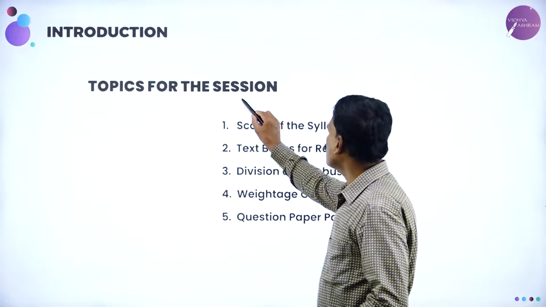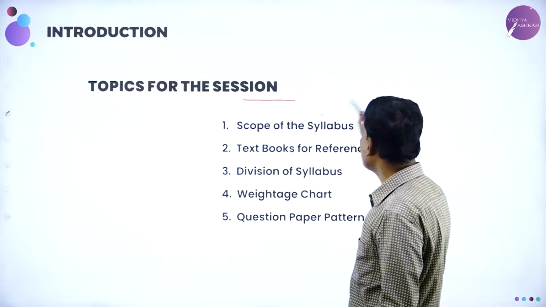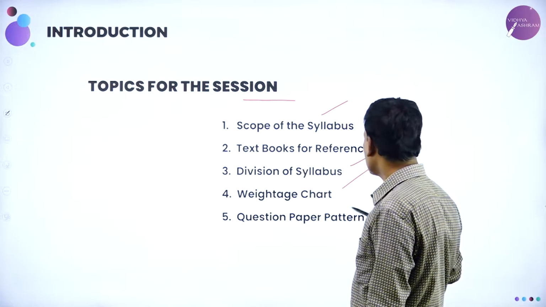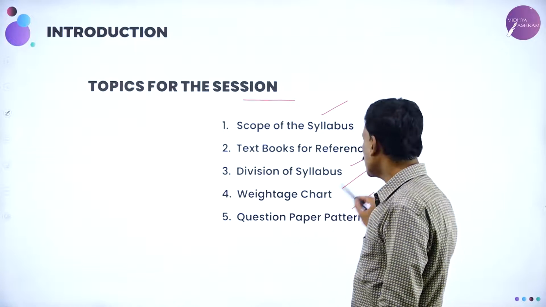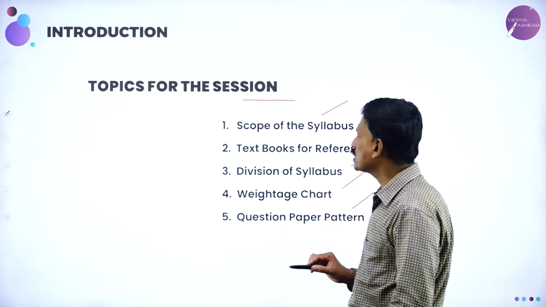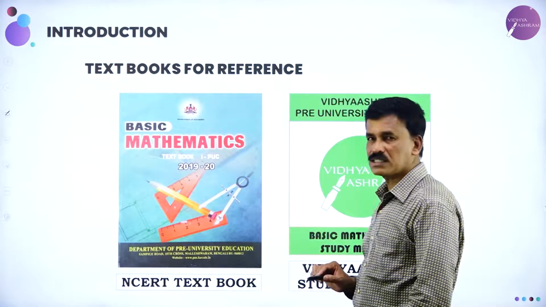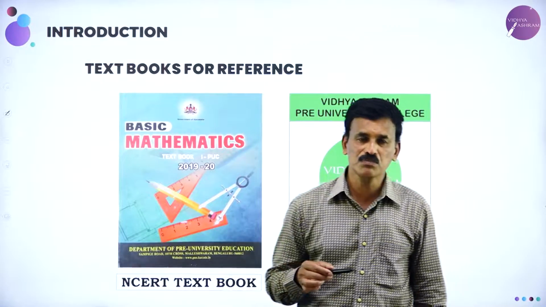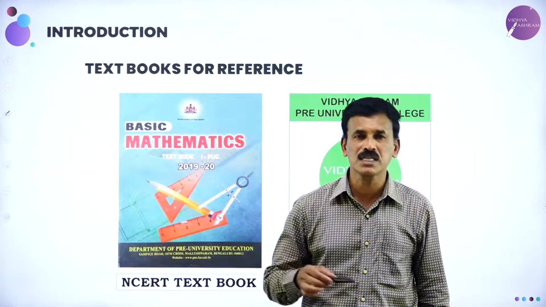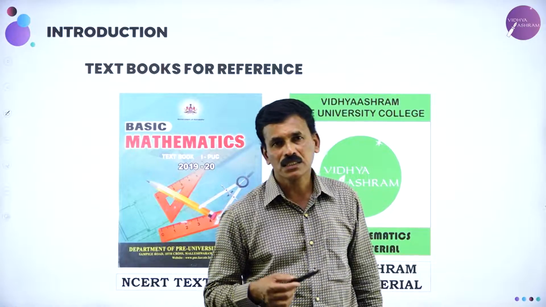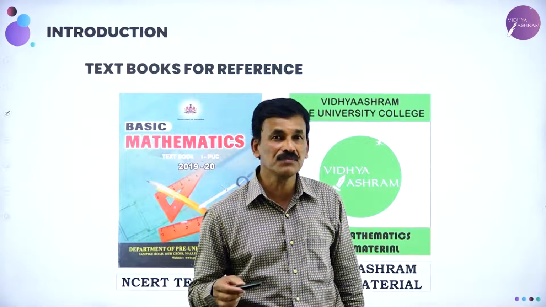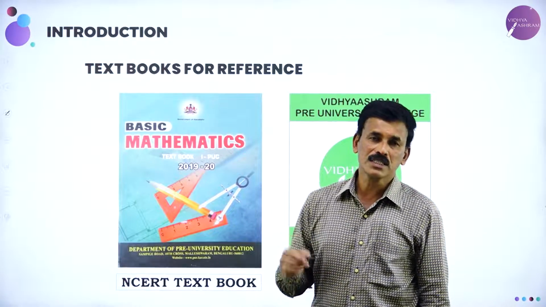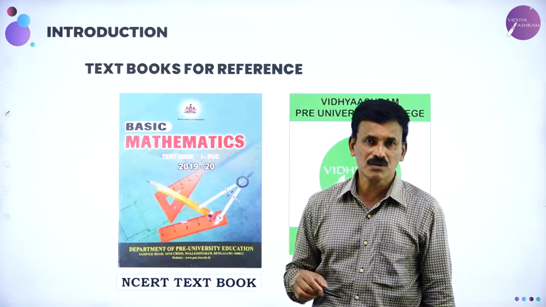Now the topics for this session are the scope of the syllabus, textbooks for reference, division of syllabus, weightage chart and the question paper pattern. So the blueprint as well as the question paper pattern I am going to discuss. Now the textbooks for the reference. So what is the scope here? With the help of basic mathematics you are going to be able to understand the concepts of sets, relations and the divisibility criteria, and in commercial mathematics like finding the interest, simple interest, compound interest and all those things.